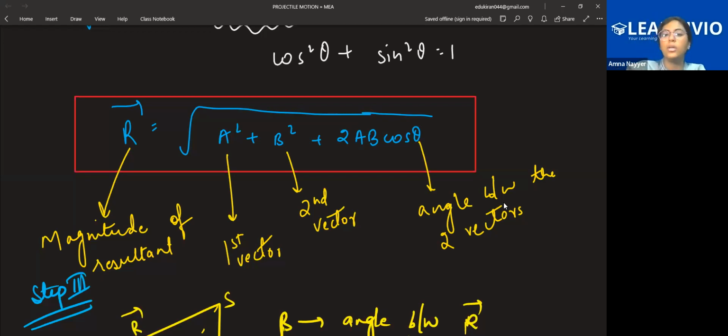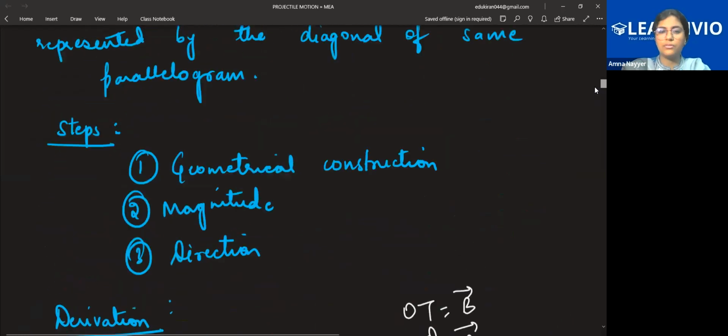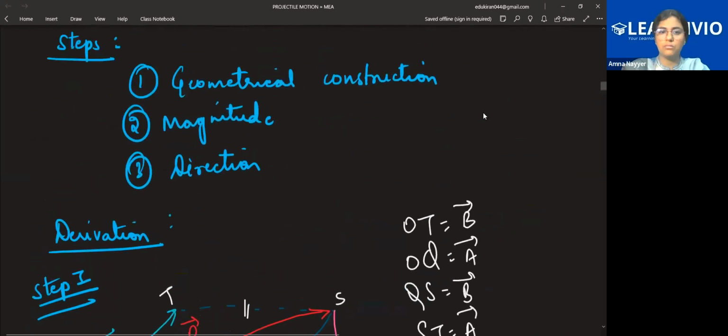R is equal to under root A square plus B square plus 2AB cos theta. This is very important, very, very important. But without the direction, it is incomplete. But you first write this down, otherwise it will be a lot of portion for you to understand. Start writing from here. Anything you have not understood, please ask and clarify.